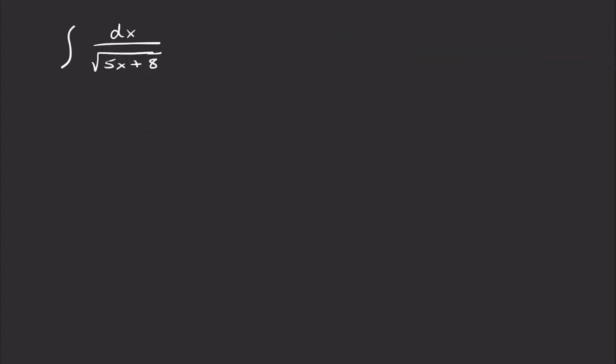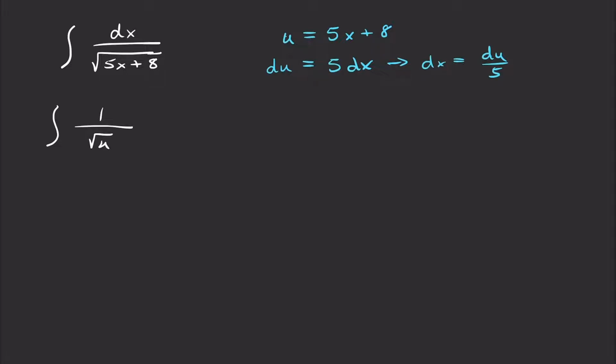For the next integral, we have the integral of dx over the square root of 5x plus 8. So we're going to let our u be the argument of our radical. So u is going to equal 5x plus 8. So our du will be 5 dx, or dx is du over 5. Okay, so now we're ready to substitute. So our 1 over this square root will turn into 1 over the square root of u. And then our dx will become du over 5.